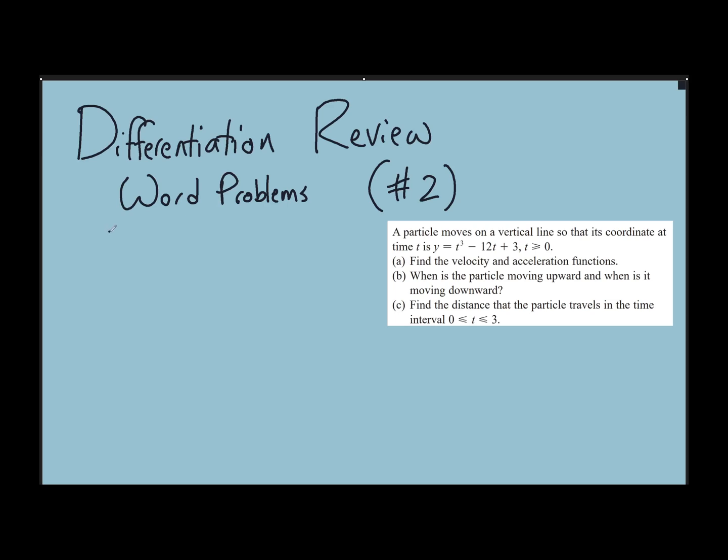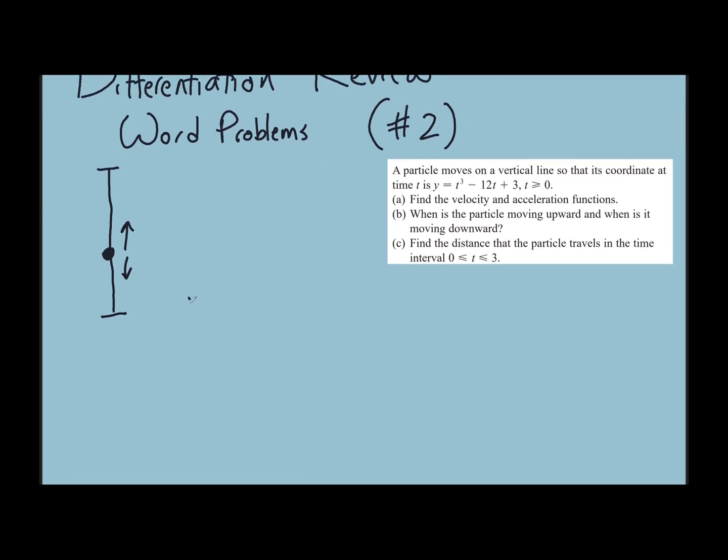Word problem number 2 says that a particle moves up and down a vertical line like this somewhere. It's moving up and down, and we don't exactly know how, but they give us a formula. And they say y equals t cubed minus 12t plus 3.